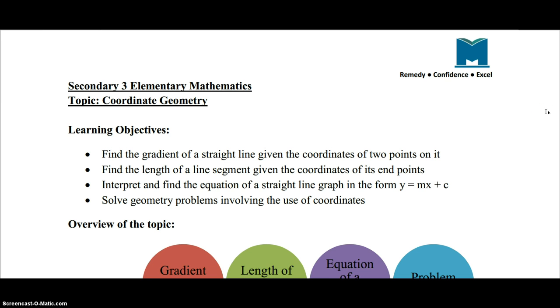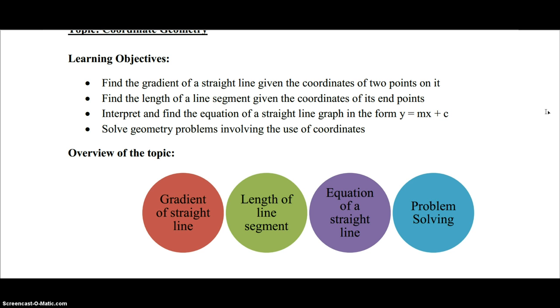You will find the length of a line segment given the coordinates of its endpoints. You'll be able to interpret and find the equation of a straight line graph in the form of y equals mx plus c, as well as solve geometry problems involving the use of coordinates.